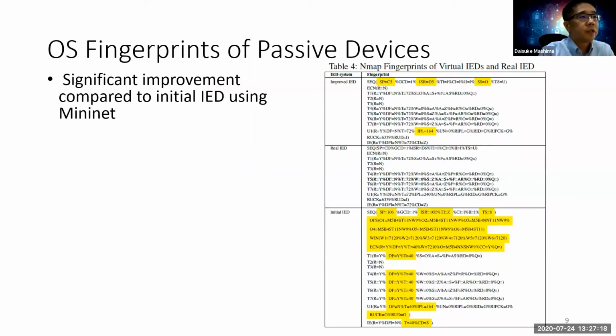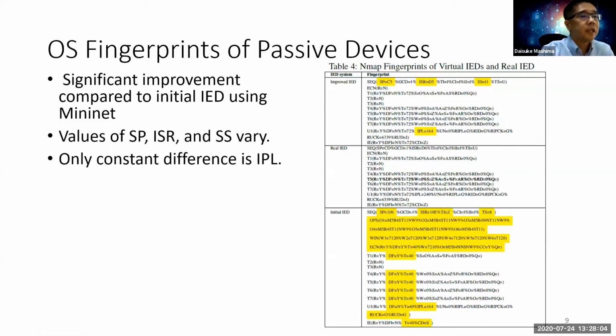Let us move on to the evaluation of the countermeasure against OS fingerprinting. We actually did fingerprinting using Nmap against our virtual IED, which is shown on the top, and the real IED. We also show the result of the fingerprinting of the original IED implementation. As can be seen, the initial IED implementation shows a totally different fingerprint compared to the real IED. On the other hand, the real IED and our improved IED show very similar fingerprints.